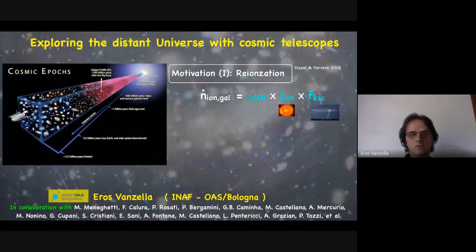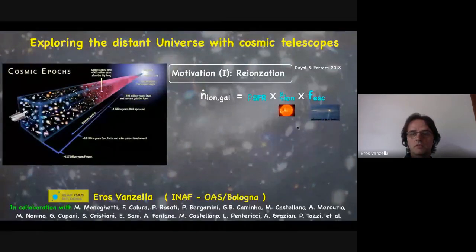So let's start with some motivation. The first is cosmic hydrogen reionization. That is, in just a few words, a combination of three main factors. One is the star formation rate density of the universe. This is the ξion, the ionizing photon production efficiency, which is related to the nature of the stellar populations that are producing ionizing photons. And this is the escape fraction, the fraction of photons that actually escape from these high redshift galaxies and ionize the entire universe.